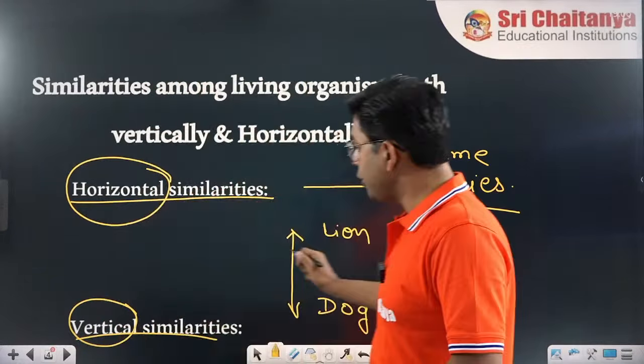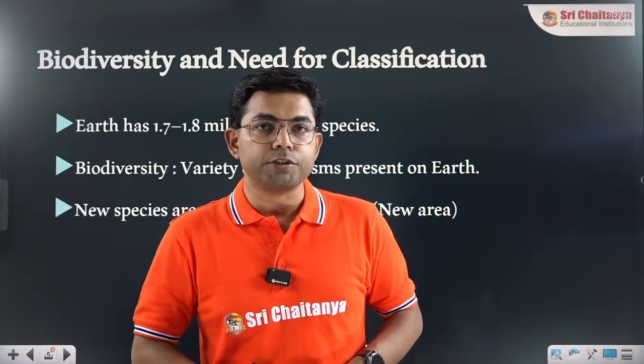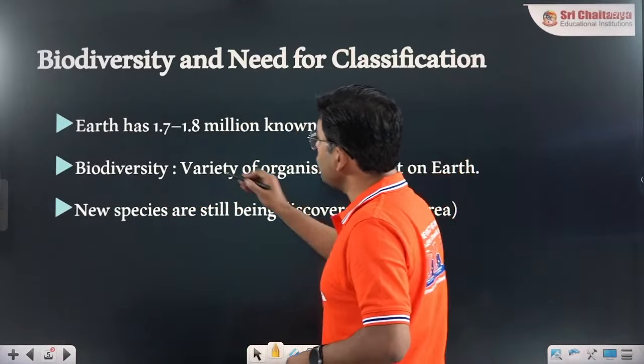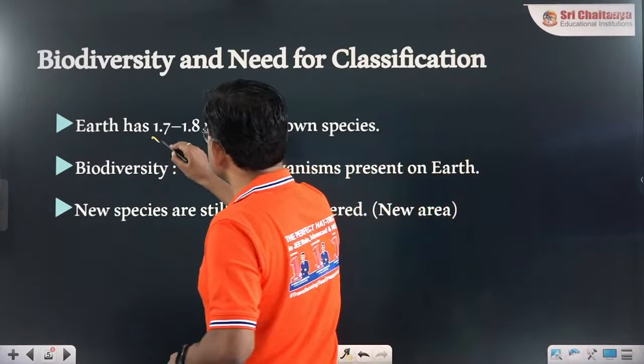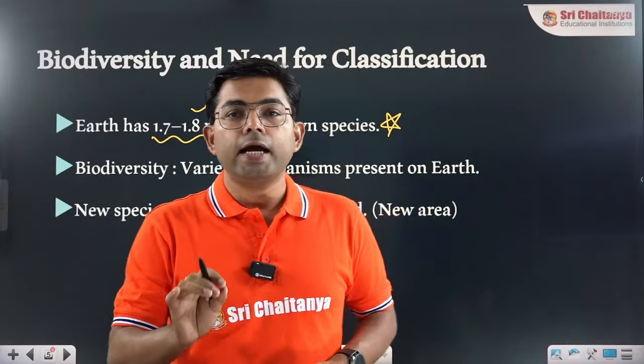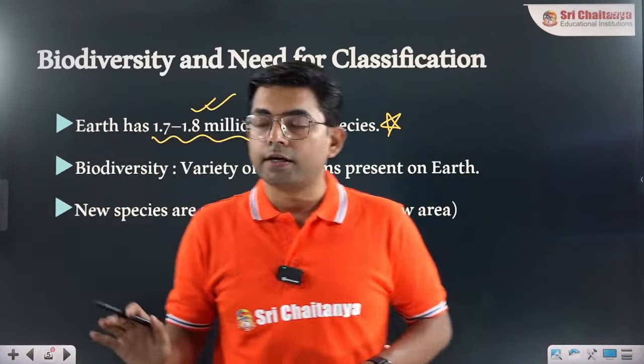Then gradually humans started studying living organisms more and more, and realized that there are a large number of plant and animal species. Overall, when they counted, they realized that there are about 1.7 to 1.8 million species present on earth. This is important because a question can come directly in your NEET about how many species there are.